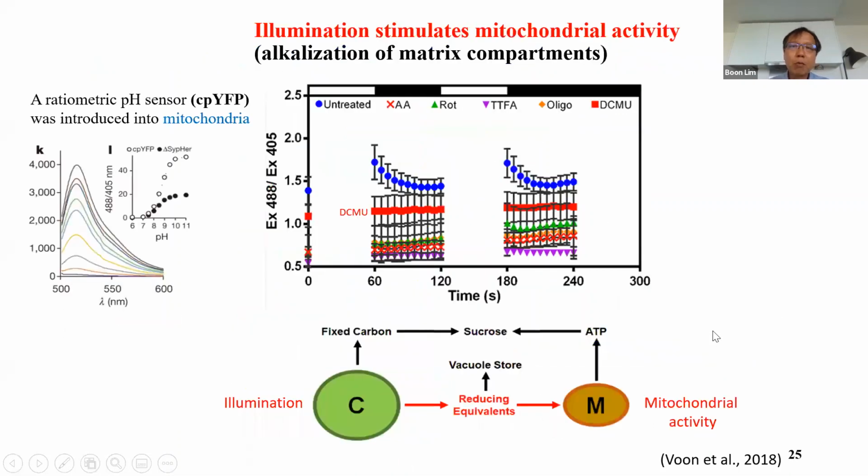So we have introduced pH sensors into the mitochondrial matrix, and we can see that if we apply light, it has alkalization. We turn off the light, it will drop. We turn on the light, it increases, and turn off the light. So that means that illumination can stimulate chloroplasts, and at the same time, they are exporting reducing equivalents to the mitochondria that can drive the mitochondrial activity.